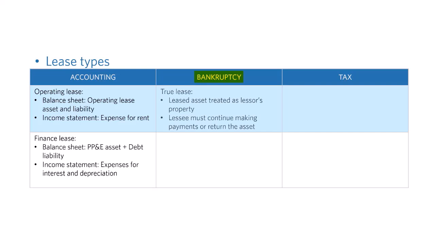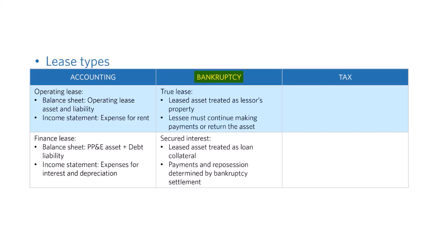For bankruptcy purposes, true leases are analogous to operating leases and are treated as rentals, whereas a secured interest is analogous to a finance lease and is treated as a loan. With a true lease, courts treat the asset as the lessor's. In bankruptcy, the lessor can reclaim the asset if the lessee is unable to work out a satisfactory agreement to continue making payments. For example, the lessor of office space can evict a tenant and find a new tenant. With a secured interest, the transaction is treated as a loan. In bankruptcy, the lessor's claim to the asset is subject to the bankruptcy settlement.